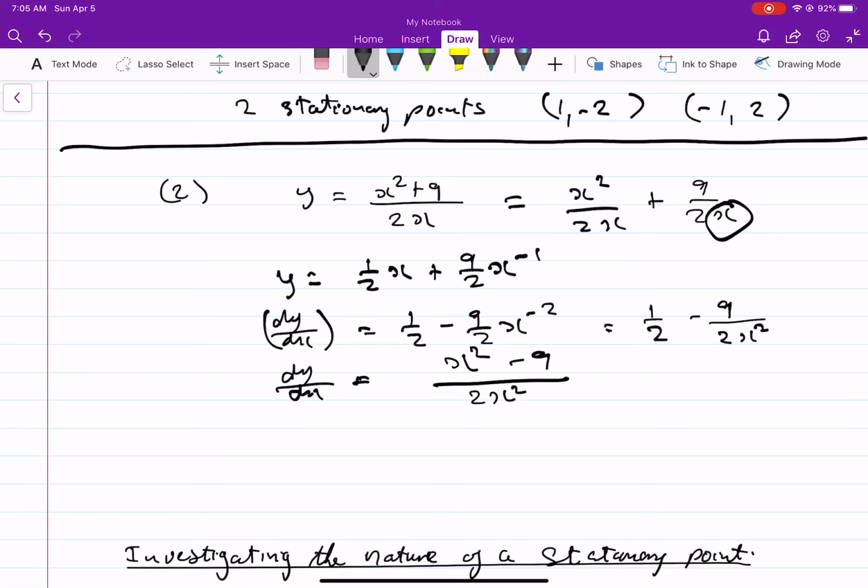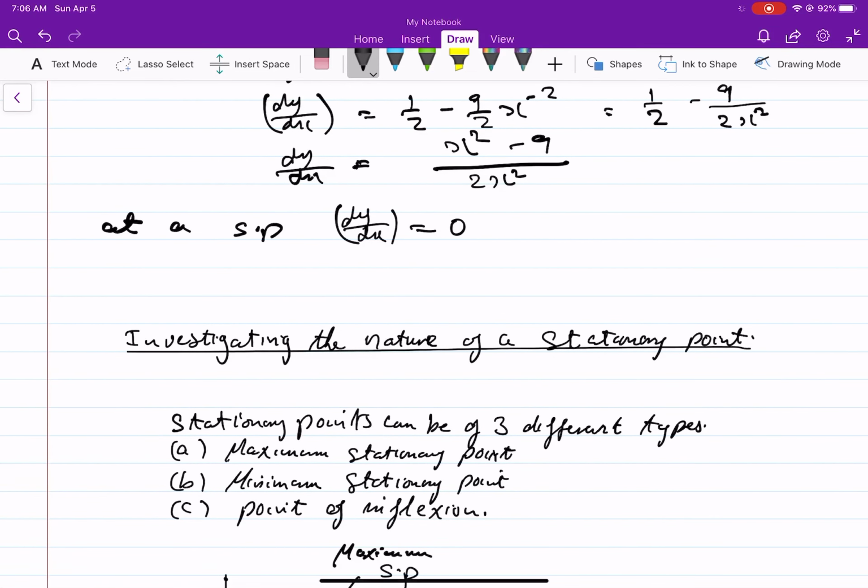Okay, now remember we're finding the stationary point or points in this curve. So at a stationary point, you must equate the gradient function dy dx to 0. The gradient of a curve at a stationary point is 0. And therefore we can say (x squared minus 9) upon 2x squared is equal to 0. Cross multiplying, I get x squared minus 9 is equal to 0.